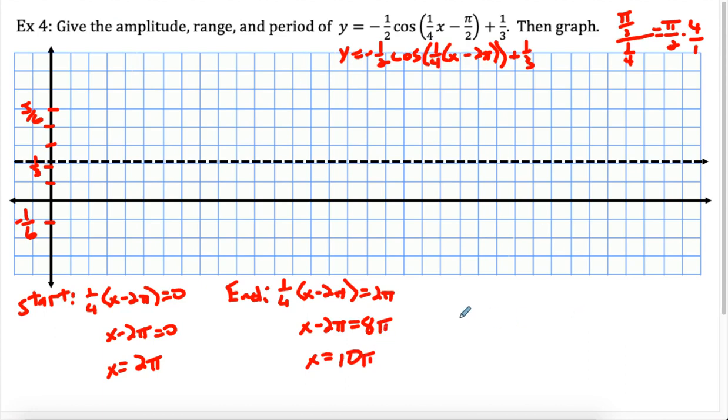So splitting that region up into fourths, from 2 pi to 10 pi, halfway in between there, the average of 2 pi and 10 pi would be 6 pi. Halfway in between 2 pi and 6 pi would be 4 pi. And halfway in between 6 pi and 10 pi would be 8 pi. Here, let's label our x-axis. If we go every 4 spaces, that makes a nice scale here.